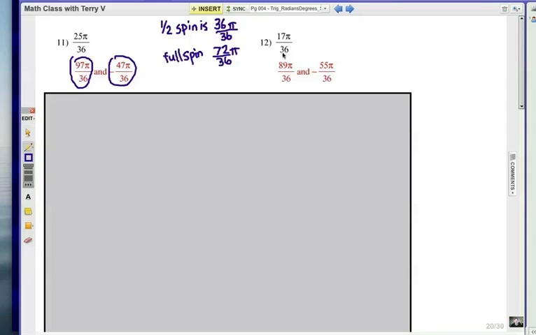All right, 17 pi over 36, let's go ahead and add a full spin around. So 72 plus 17, 89 pi over 36. Okay, now of course we take that and we subtract it from 72 pi over 36. That will give us our negative version.